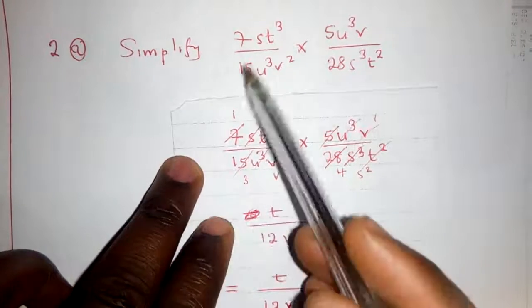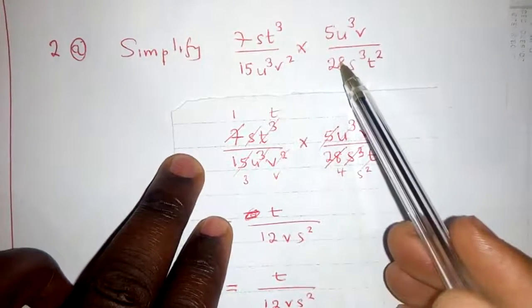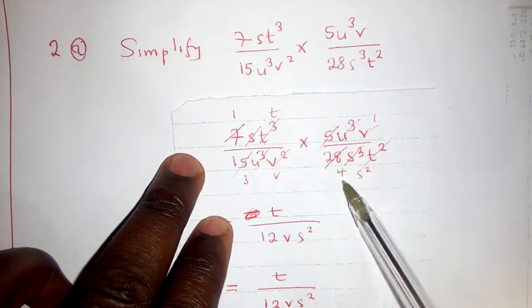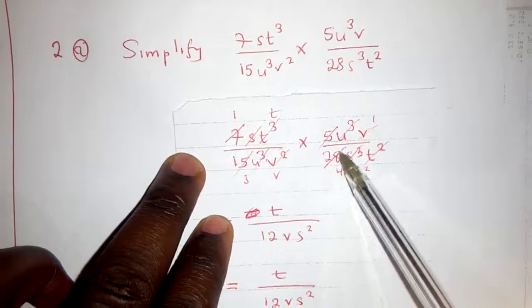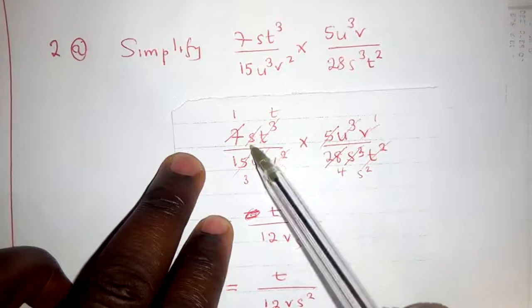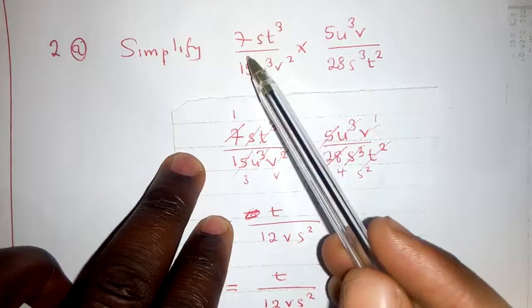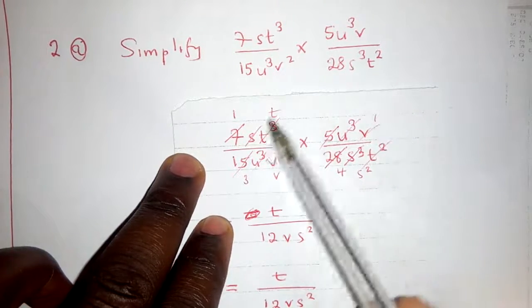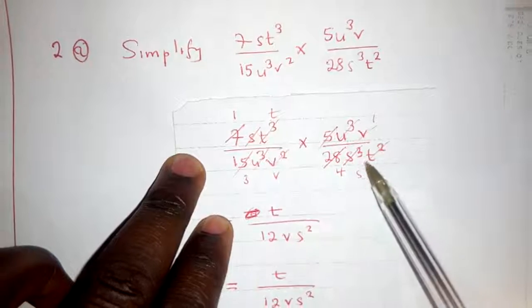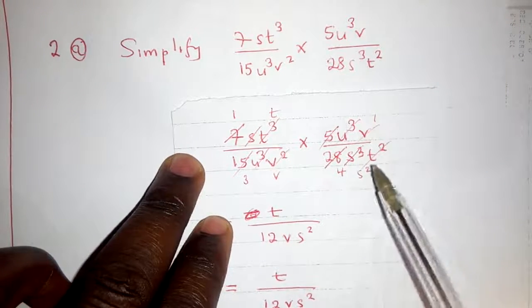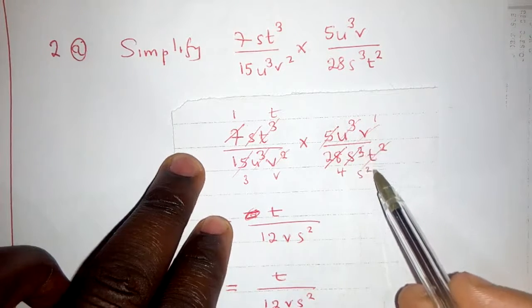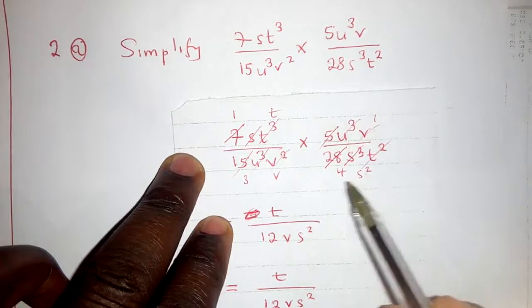I start dividing. I know that 7 can go into 28. How many times? 4 times. I've written here, so 7 into 7 is 1, 7 into 28 is 4. And then go to s. s can go into s cubed. So s into s is 1, and then s into s to the power 3 is s to the power 2 over here.